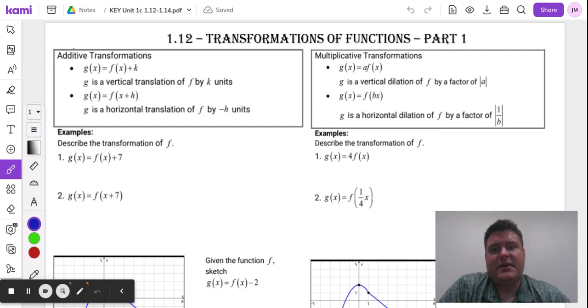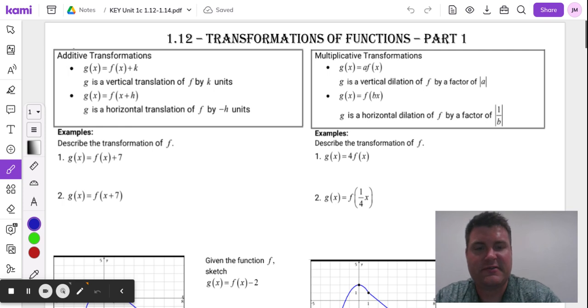Welcome to AP Pre-Calculus 1.12, working on transformations. We actually broke this up into two parts because it is pretty loaded. What's really important to know is our vocabulary in AP Pre-Calculus is very specific, so we do need to know our vocabulary. We'll be going over that, and let's just get rocking and rolling.